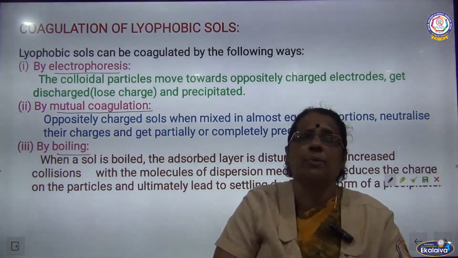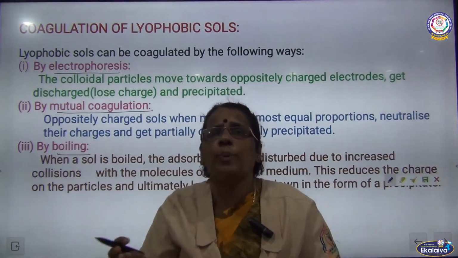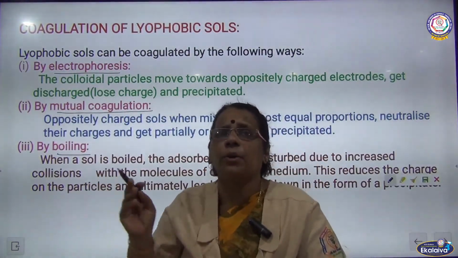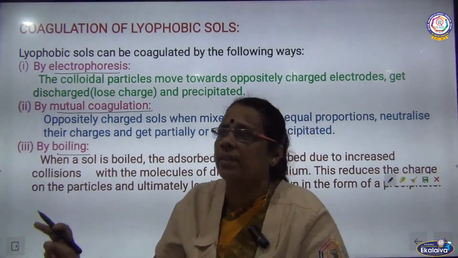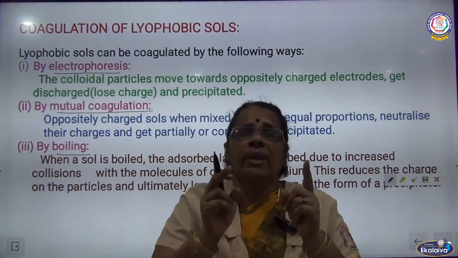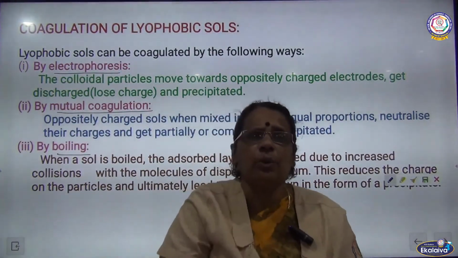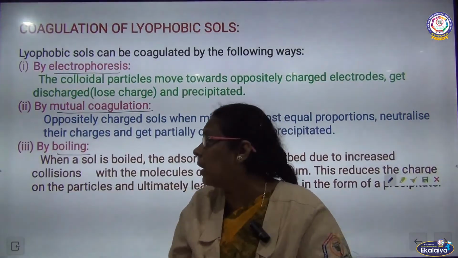Already we have seen this experiment. When we pass electric current between the two platinum electrodes immersed in the dispersion medium, as I already told you, on passing current what is happening? The colloidal particles are moving towards the oppositely charged electrode. When they are positive, they will move towards the negative side. When they are negative, they will move towards the positive side. So based on this, it will acquire charge.